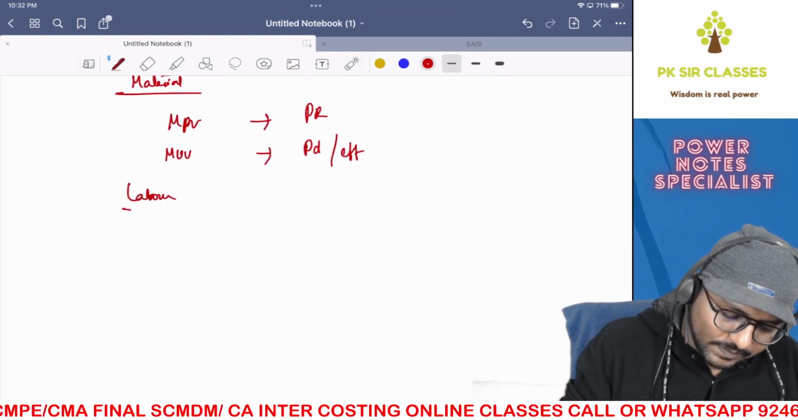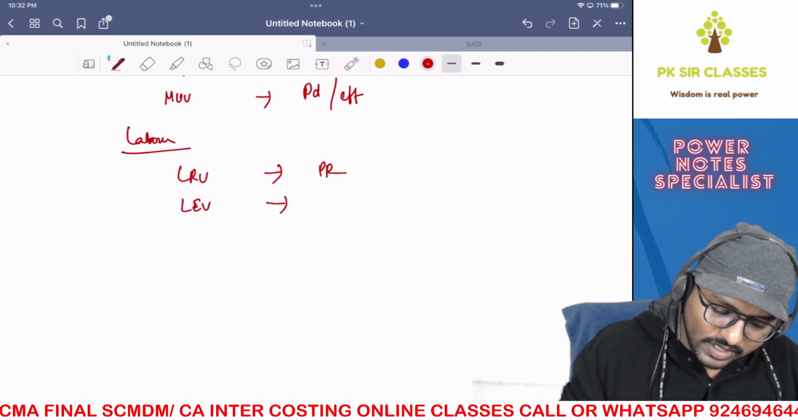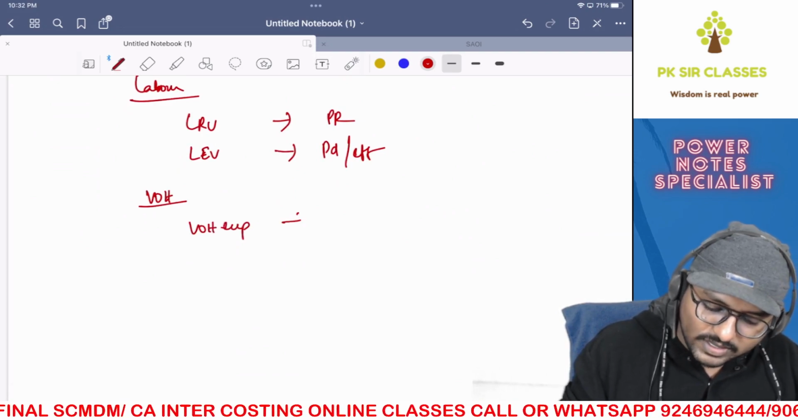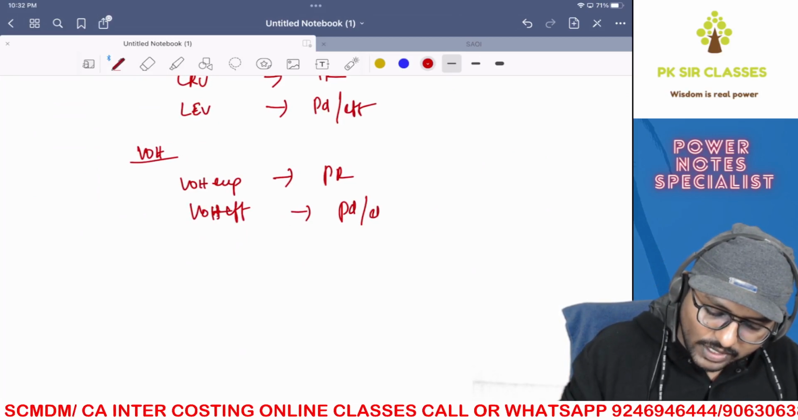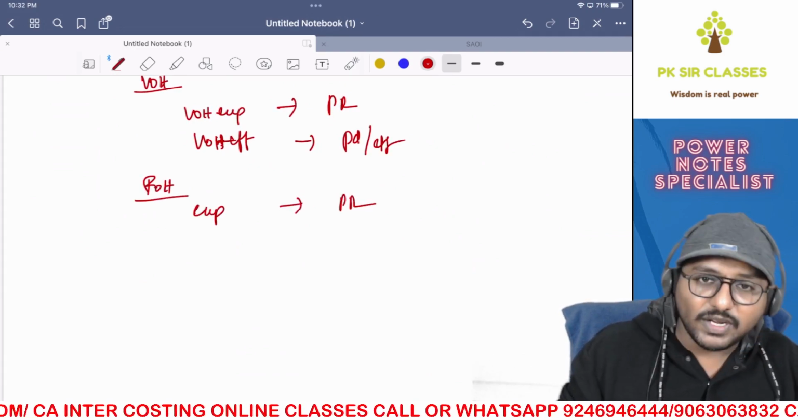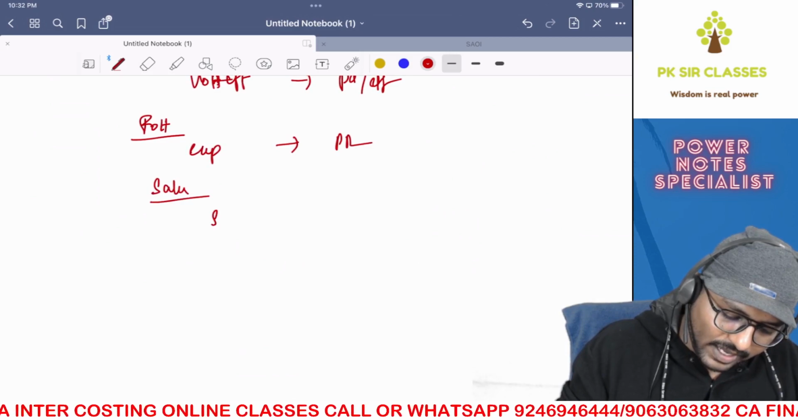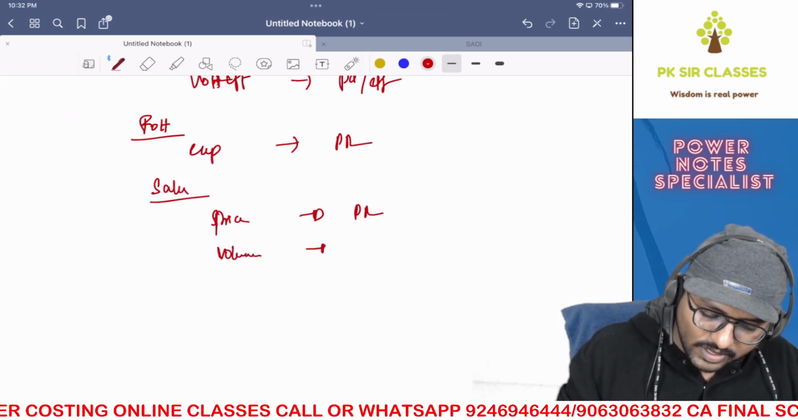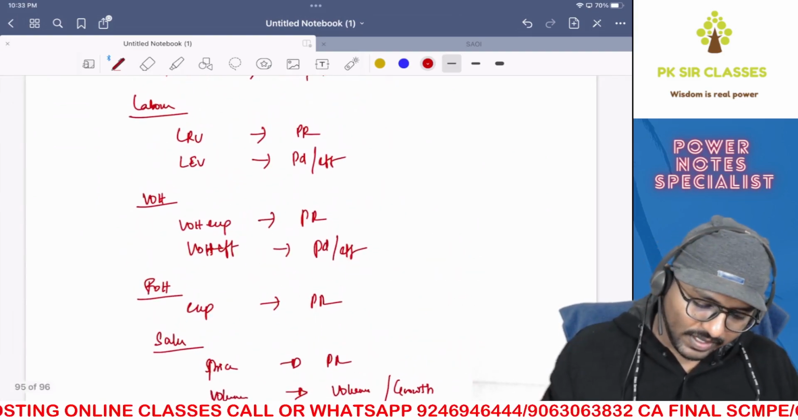Next, come to labor variance. Labor rate variance is nothing but price recovery, right? Labor efficiency variance is nothing but productivity or efficiency, correct? Come to variable overheads. Variable overhead expenditure variance is nothing but price recovery. Variable overhead efficiency variance is nothing but productivity or efficiency. Got the point? Next, fixed overhead variance. Fixed overhead expenditure variance is nothing but price recovery again. And fixed overhead volume variance, the name itself tells you that it is volume. Then come to sales variance. Sales price variance is nothing but price recovery, and sales volume variance is nothing but volume, or you can also call it growth. Are you able to understand? Okay, so it's pretty simple.